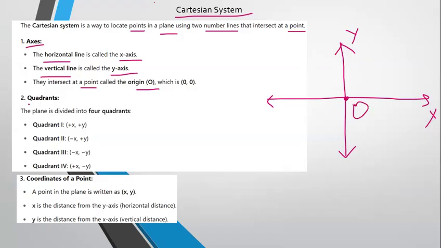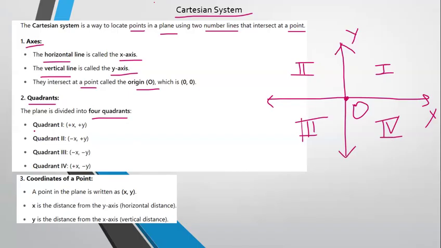Now, the second one is quadrants. The plane is divided into four quadrants. This one is the first quadrant, this one is the second quadrant, this one is the third quadrant, and this one is the fourth quadrant. So basically a plane is divided into four quadrants: 1, 2, 3 and 4.